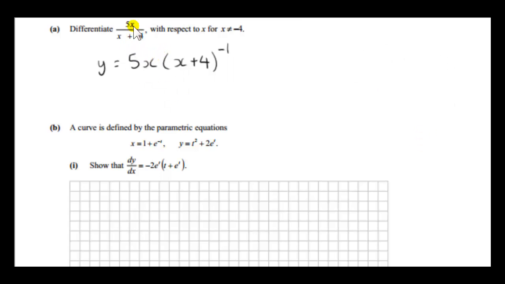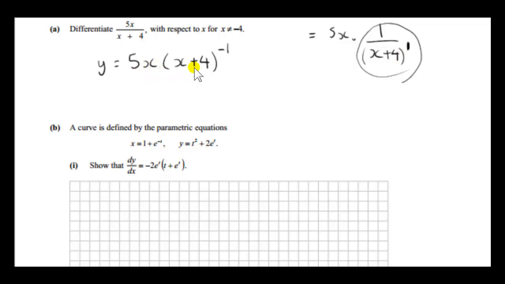Now an alternative way to do this problem is to write 5x over x plus 4 as 5x multiplied by x plus 4 to the power of minus 1, okay? This function here is just the same as 5x multiplied by 1 over x plus 4, and x plus 4 means x plus 4 to the power of 1. So we can write this thing as x plus 4 to the power of minus 1. Okay, just negate the power.